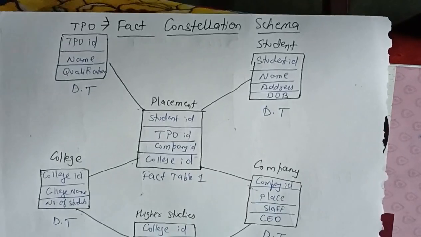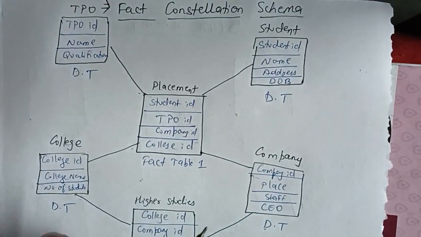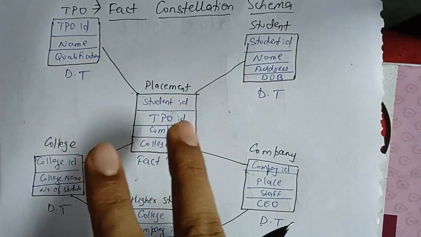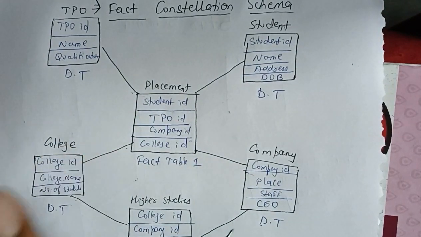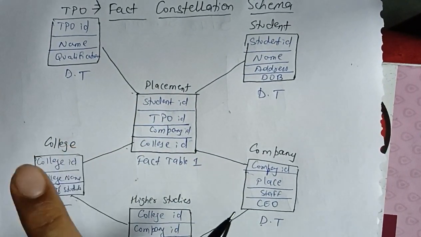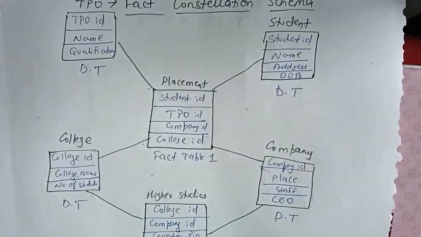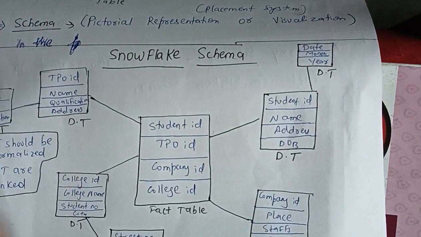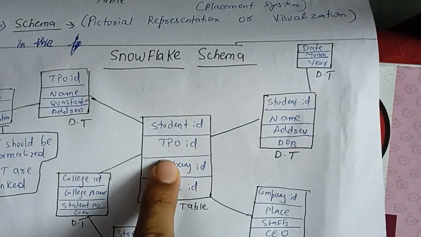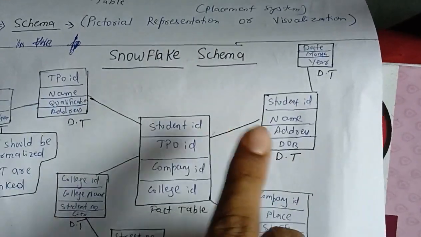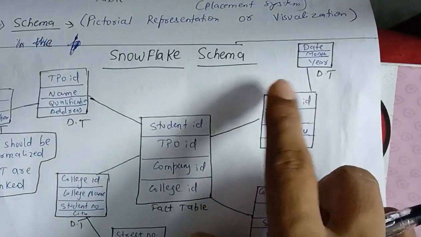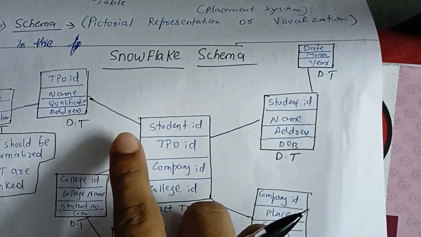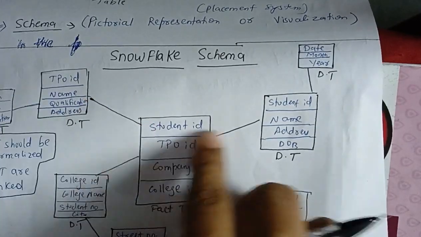Basically, talking about the differences: in star schema, there should be one fact table and some dimension tables attached only to the fact table. There is no interconnection between the dimension tables. For the snowflake schema, there should be only one fact table and dimension tables, but the dimension tables should be interconnected with each other and the tables should be normalized. That is the condition for snowflake schema.